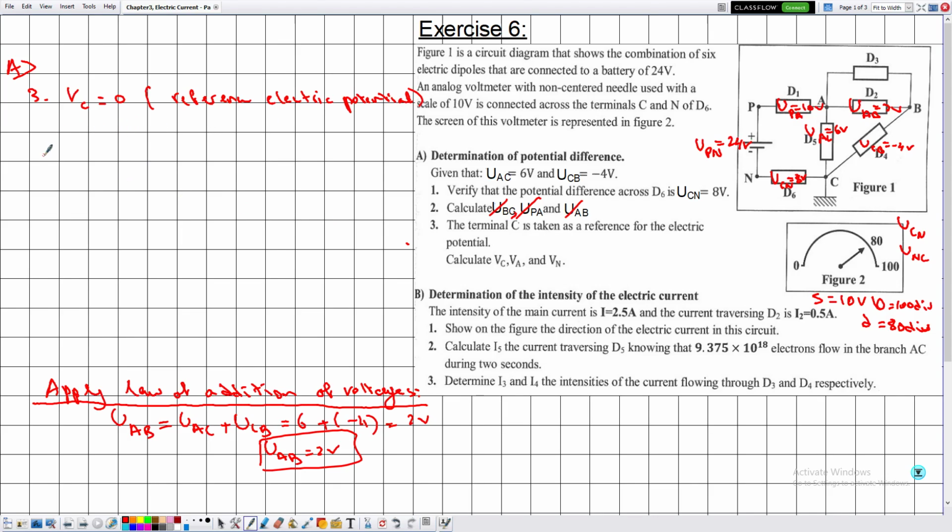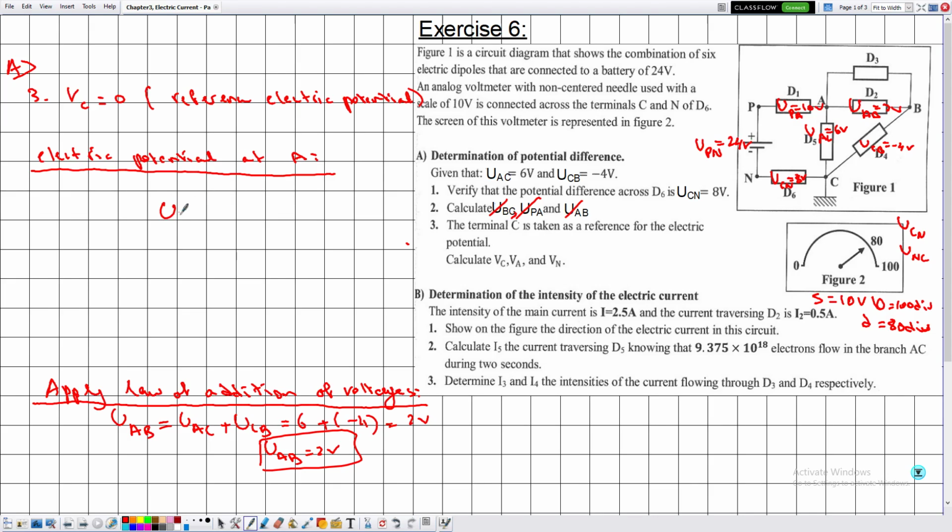Now we are interested in determining the electric potential at the point A. In order to determine the electric potential at A, we need to consider another point at which we know the electric potential, and the voltage that relates the two points, which is given by UAC.